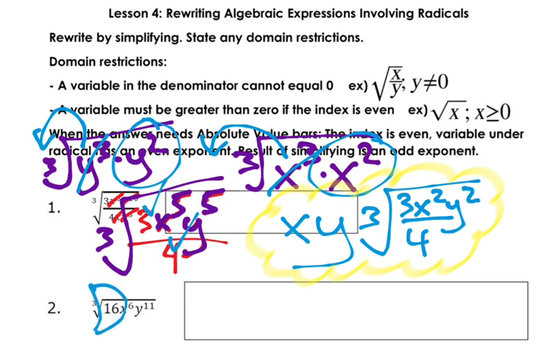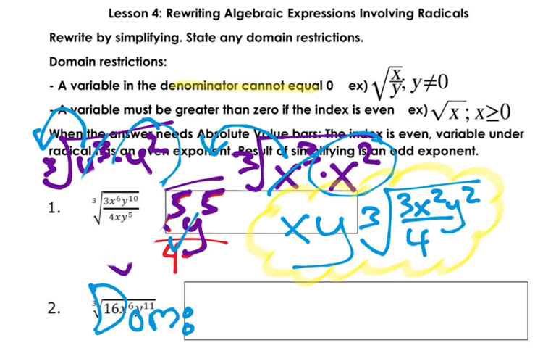So I'm going to put DOM for domain, and the domain is going to be, let's take a look at those restriction rules. A variable in the denominator cannot be equal to 0. Look at the original problem. I'm going to erase some of the work here. The original problem, we have variables in the denominator.